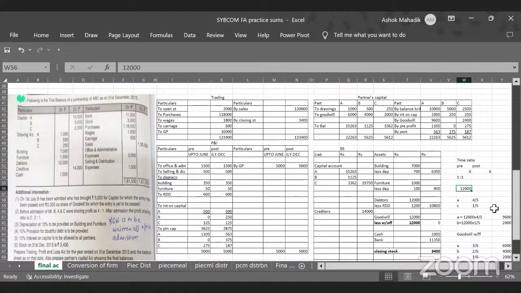Okay. So see, I have done the calculation. Goodwill raised is 12,000. So 12,000 into 4 by 5. Okay. The ratio is 4:1. So add 4 plus 1, 5.